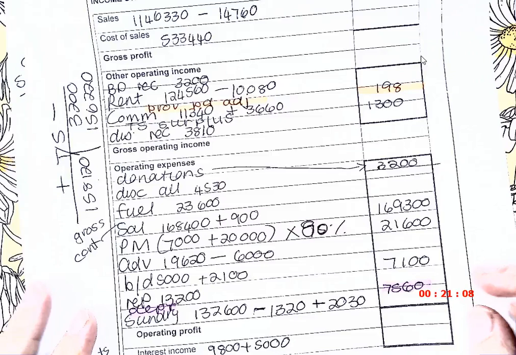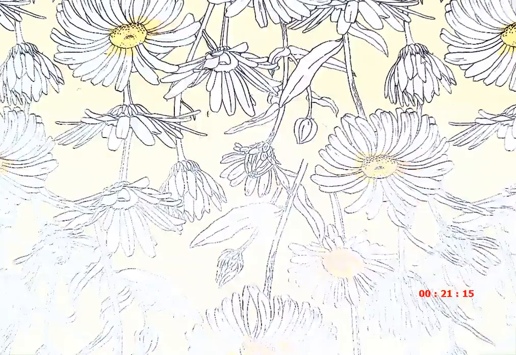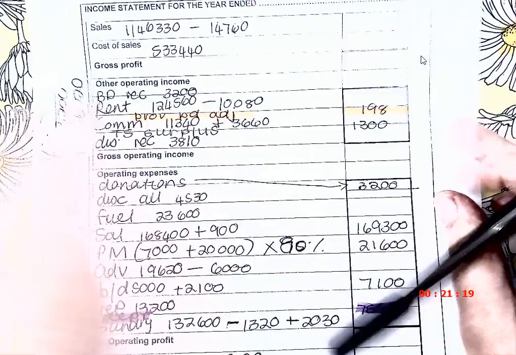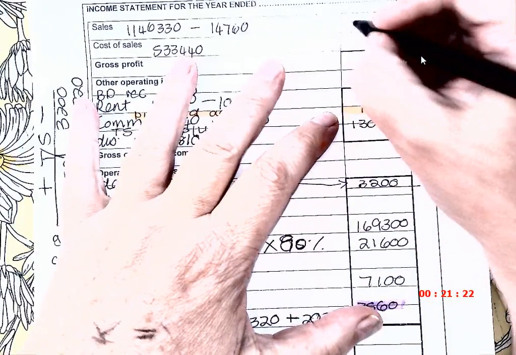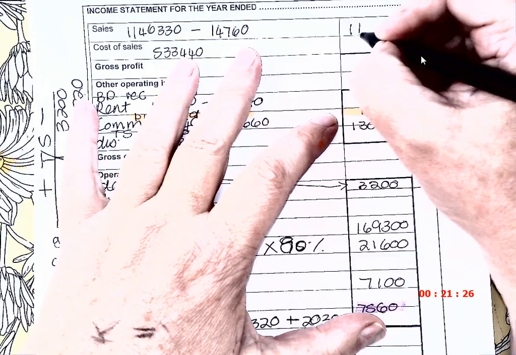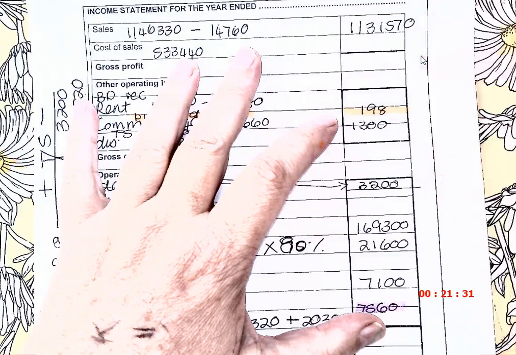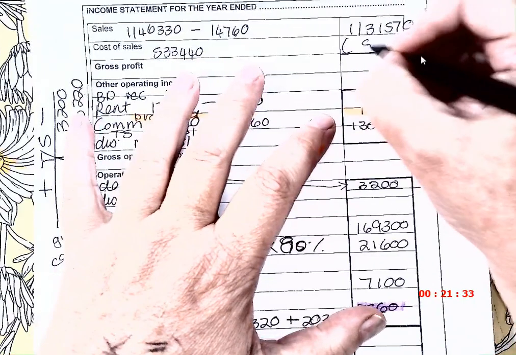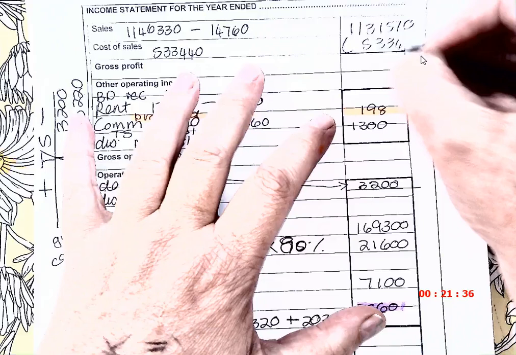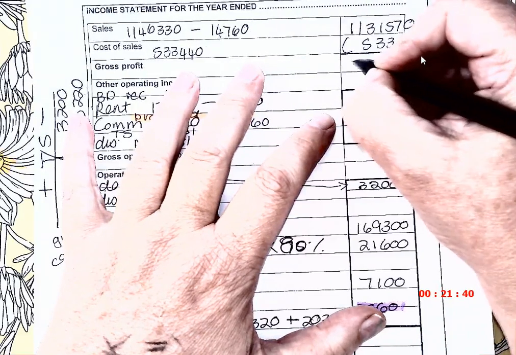Okay, can we add? Did I literally now do everything? So now let's total. So let's start. Sales, how much? 1,131,570. Like that. Okay, less 50,334,40 gives me gross of 5.